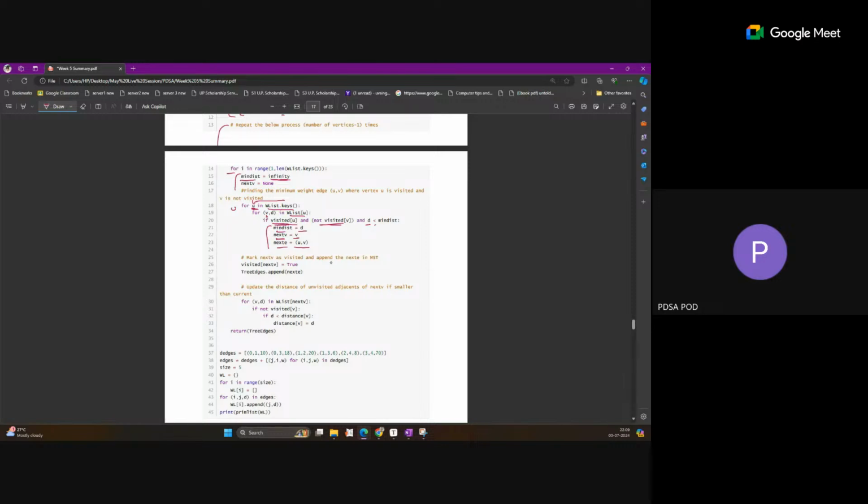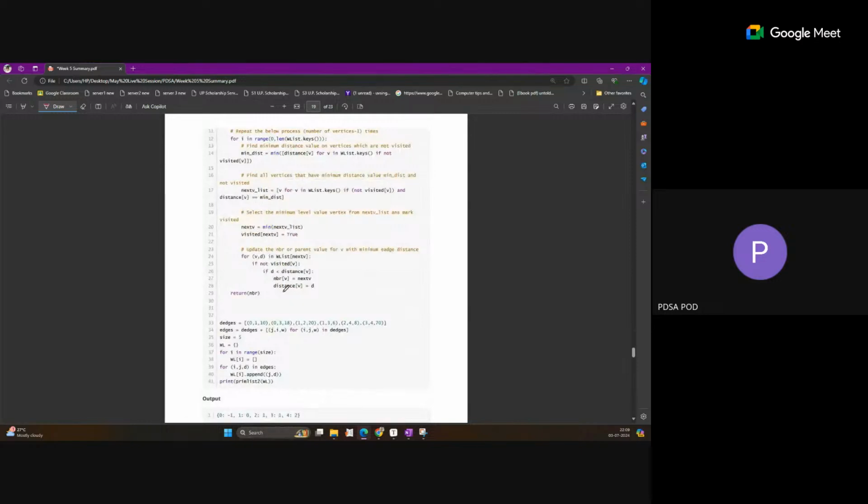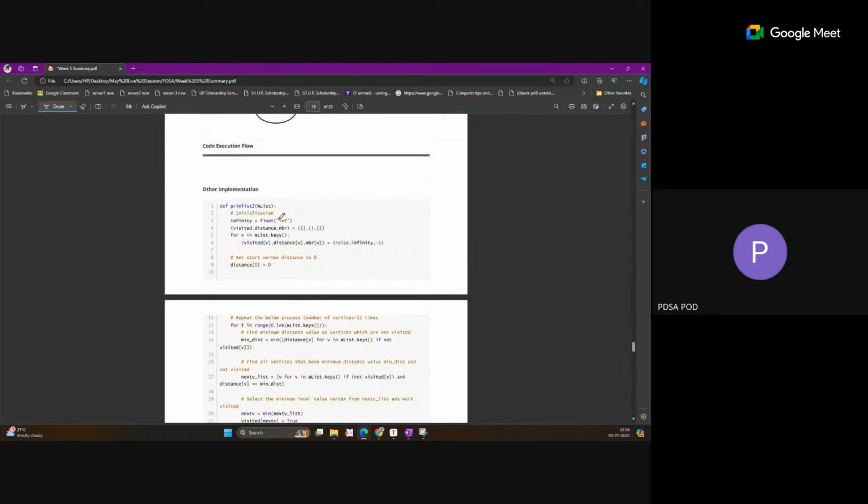But you can see here how we are updating this distance. If you are getting D less than the previous minimum distance, then you are updating this. Okay, so you can apply one dry run on this. Let me see, I have another implementation.